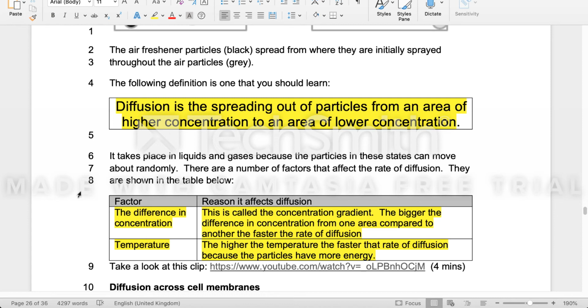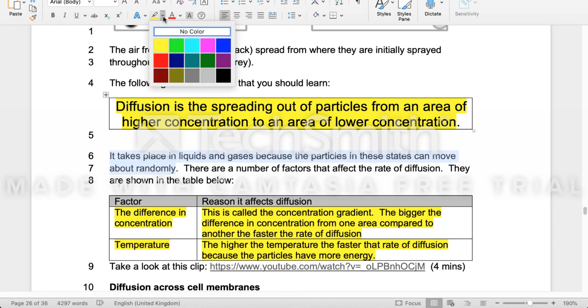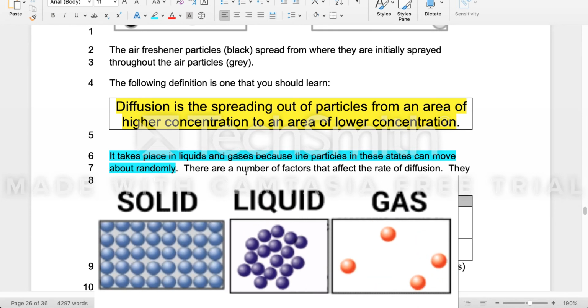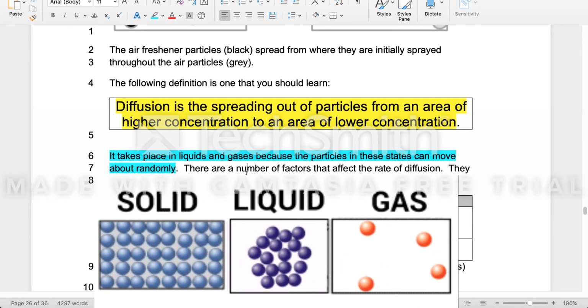Now the next part says that it takes place in liquids and gases because the particles in these states can move about randomly. This one I'm going to highlight in a different color just because it's kind of important in its own way. The reason why this is important is because, as you know, the 3 states of matter are solid, liquids, and gases. And solids don't move around or fill up any container that they're in, but liquids and gases do.